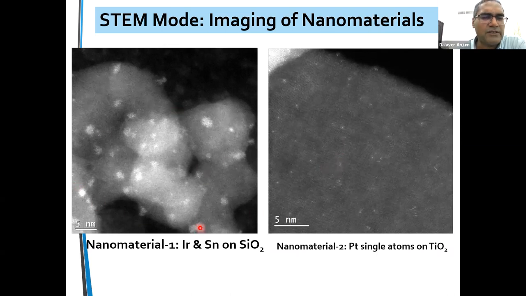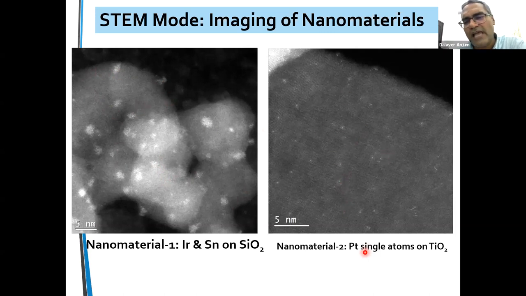So here we have a nanomaterial. We have iridium and tin nanoparticles coated on silicon oxide, and we can clearly identify the size and shape of those iridium tin nanoparticles. You can see that they come in different sizes, about 2 nanometers. Some are as small as clusters, close to few-atom clusters. And then this is silicon oxide.